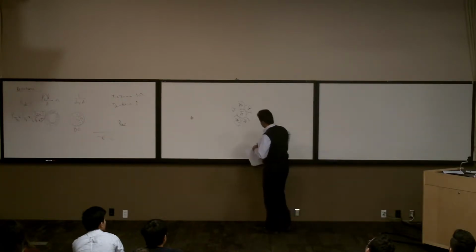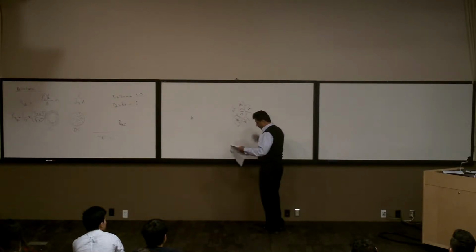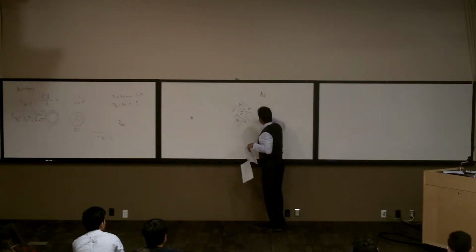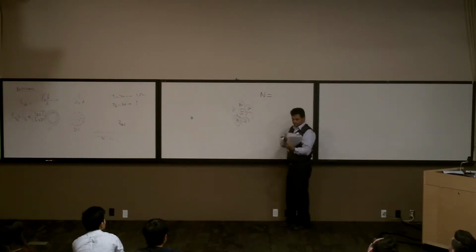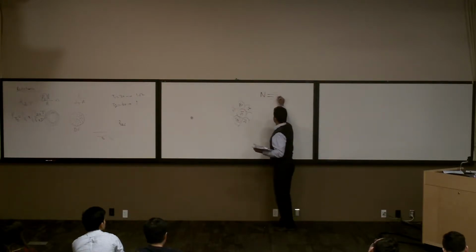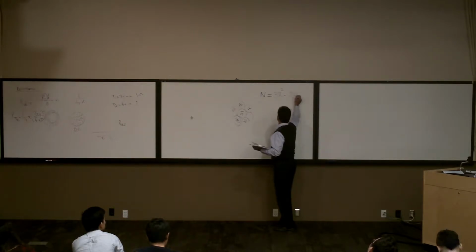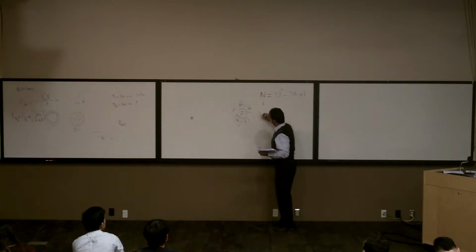The equation for how many conductors we are going to have is given by: N is the number of conductors. Number of conductors is equal to 3x² minus 3x plus 1. This is the number of conductors, and x is the layer.